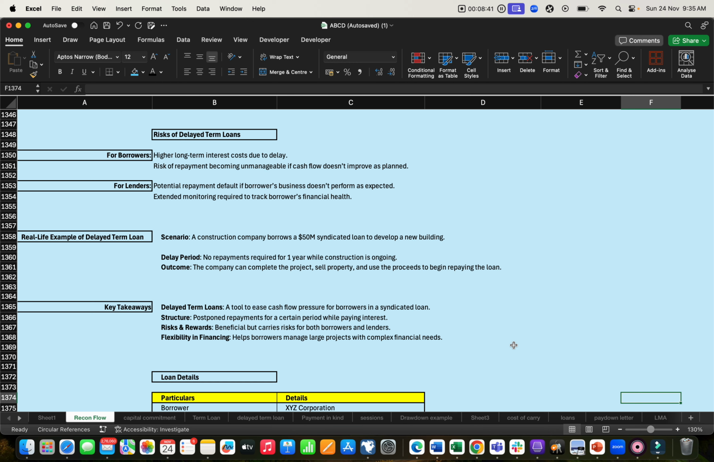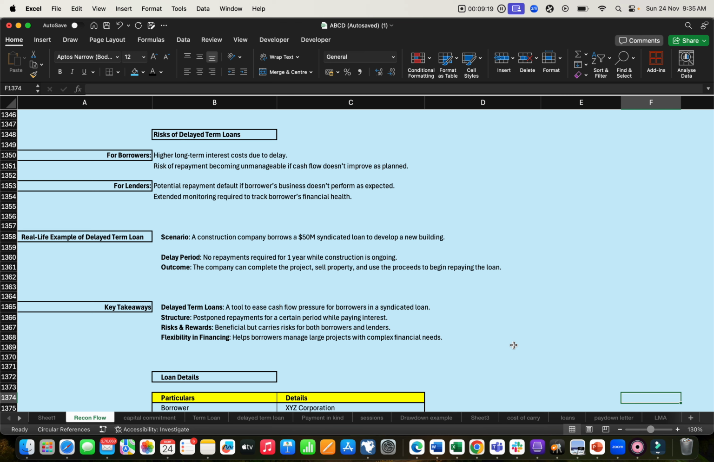Risk and reward: beneficial but both carry risks for borrower and lender. So there is risk for the borrower and lender, because borrower is asking for some time to stabilize his business, but if he is not able to meet his cash flow and not able to run his business correctly, it will be a default for the borrower as well. And for lender part, he has given the money to the borrower, and for 1 year he is not getting the money, and after 1 year he gets to know that the business is not working, so it may be default for lender as well.